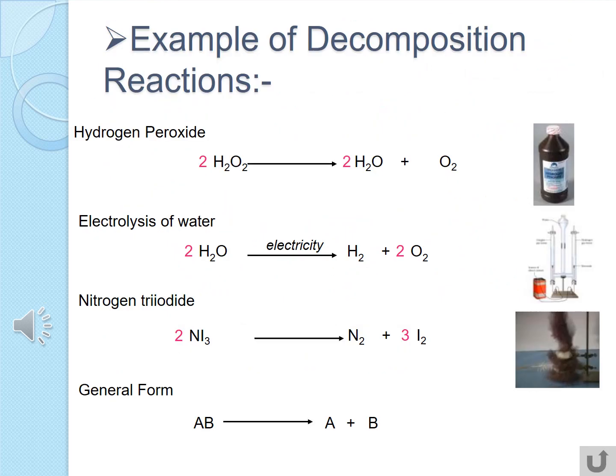Here are some more examples of decomposition reactions. Like hydrogen peroxide decomposes into water plus oxygen. Then water on electrolysis decomposes into hydrogen and oxygen. Nitrogen triiodide decomposes into nitrogen and iodine. Its general form is AB gives A plus B, where AB is the reactant and A and B are the products.